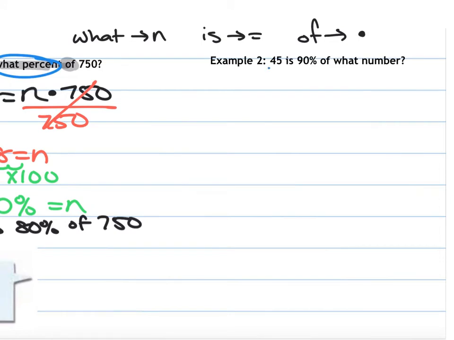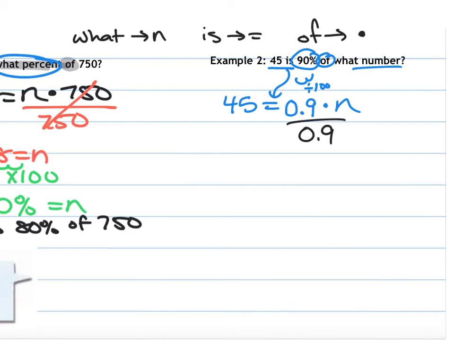Let's try this one. So I write 45 is, right, decoding, 90%. Remember, I need to write it as a fraction or a decimal. So I know that writing it as a decimal is just moving the decimal 2 places to the left or dividing by 100, of what number? So I'm going to have my equation set up. I know I need to divide to solve. So I'm going to divide by 9/10. So I do 45 divided by 9/10. And I get 50 equals n.